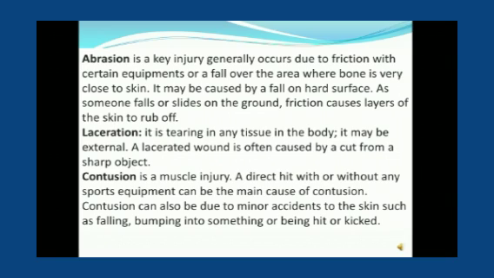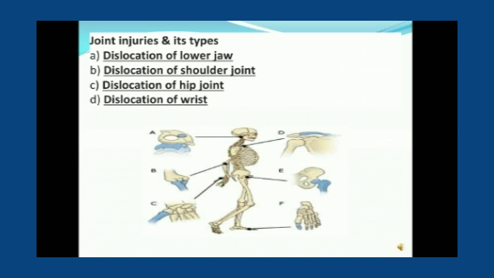Contusion is a muscle injury. A direct hit with or without any sports equipment can be the main cause of contusion. Contusion can also be due to minor accidents to the skin, such as falling, bumping into something, or being hit or kicked. Joint injuries and its types. A. Dislocation of lower jaw. B. Dislocation of shoulder joint. C. Dislocation of hip joint. D. Dislocation of wrist.